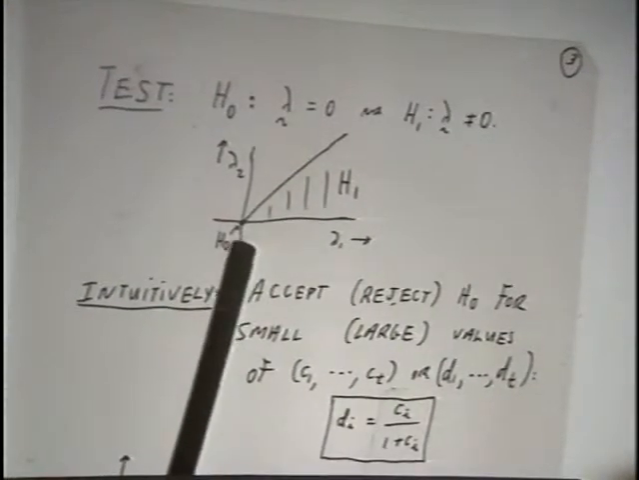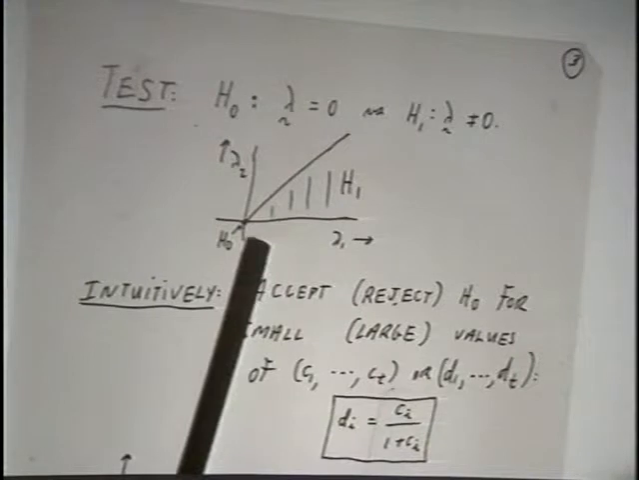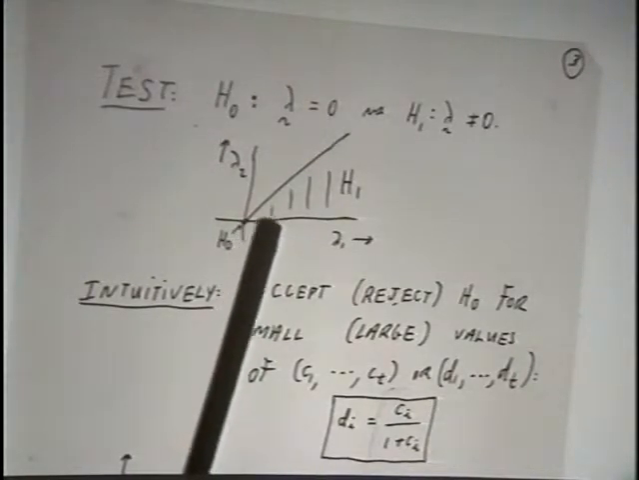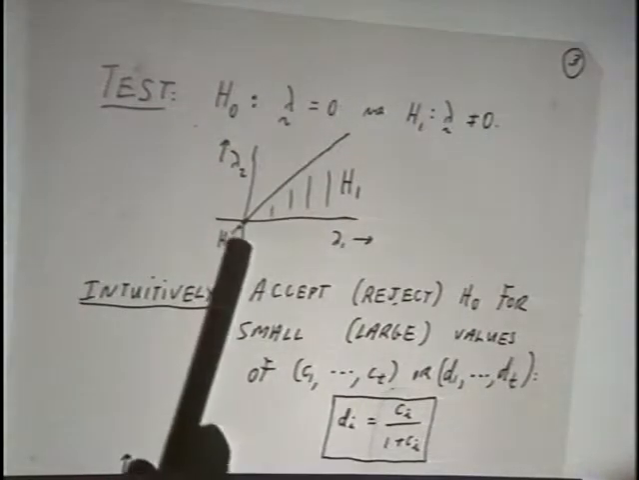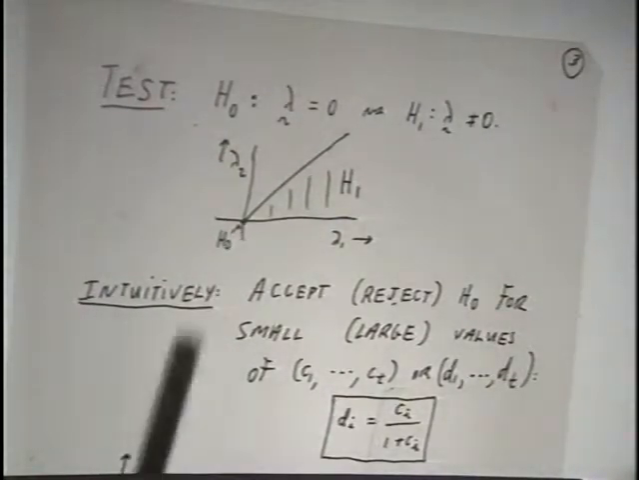The picture is this. We're dealing with ordered characteristic roots. So for t equals 2, the parameter space would be that wedge. The null hypothesis H0 is the origin.